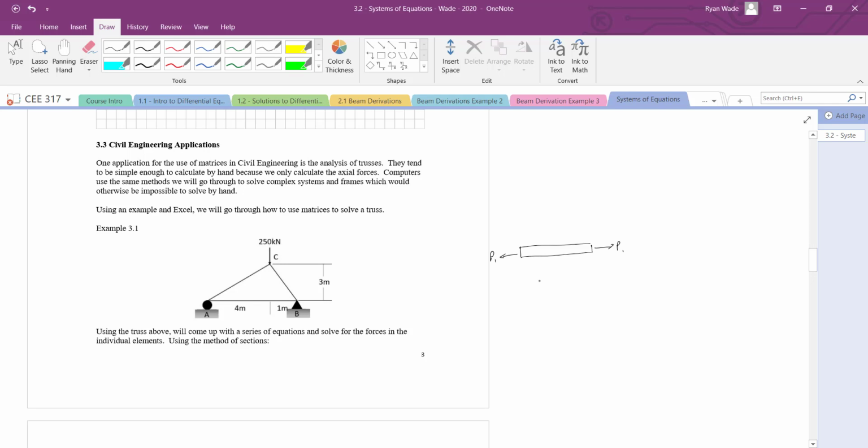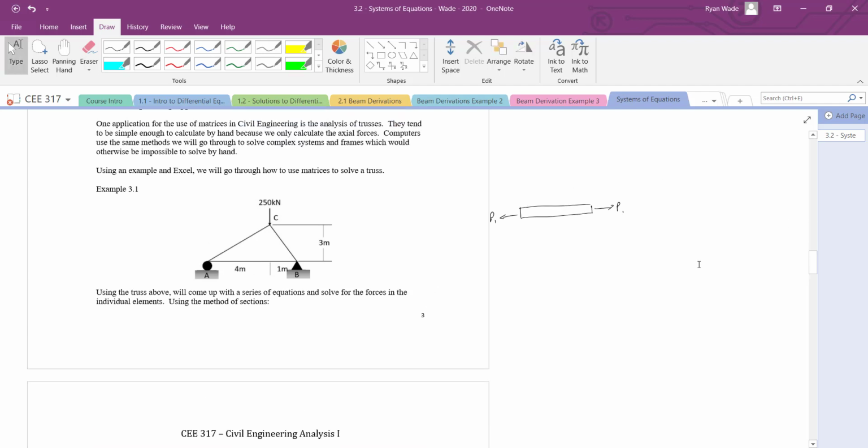And so we're only using one force for each member of the truss. It would get more complicated if we were talking about frames, because now we can introduce a moment, we can introduce a shear, and it gets more complicated. But what we're going to do here is just a very simple truss, and I'm going to show you how we use matrices to set up for those equations.